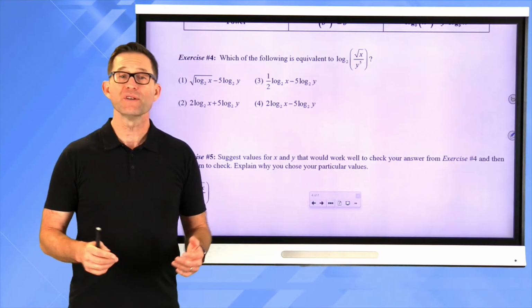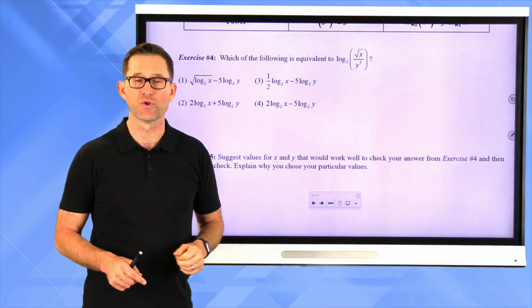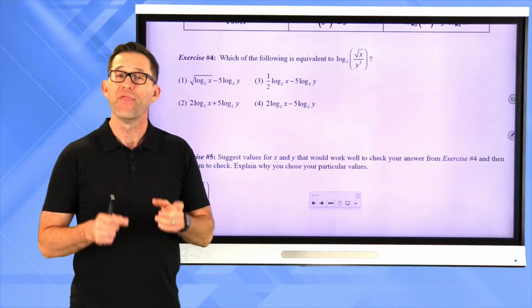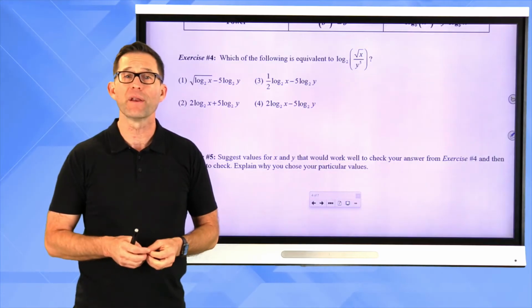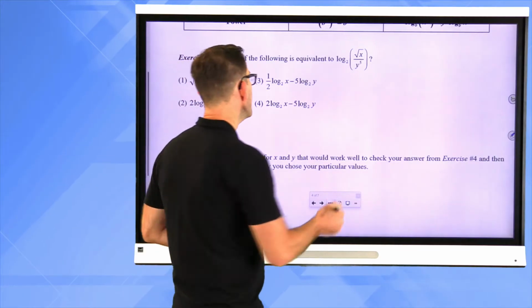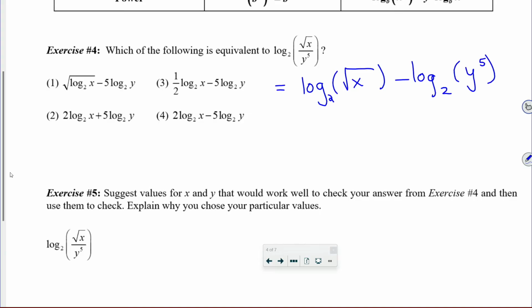All right, well, just like before, the overall structure of what's inside of the logarithm is a quotient. It's a division problem. Therefore, we can find the logarithm of the numerator, the logarithm of the denominator, and then subtract the two. So the first thing I'm going to do is say that this is log base 2 of the square root of x minus log base 2 of y to the 5th. And that's just using that second log law.